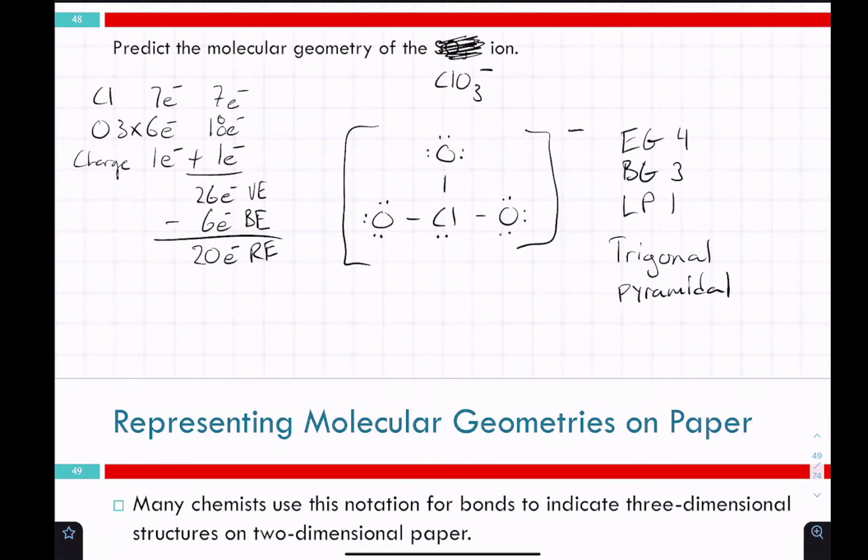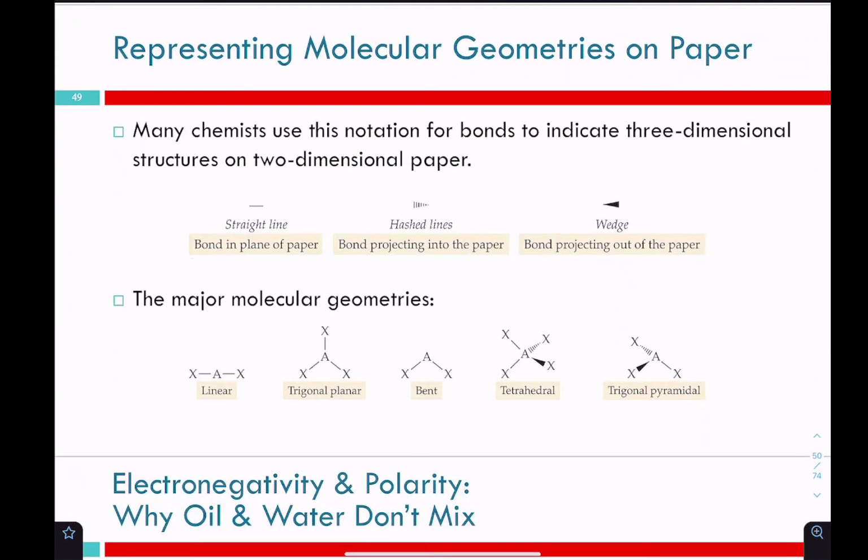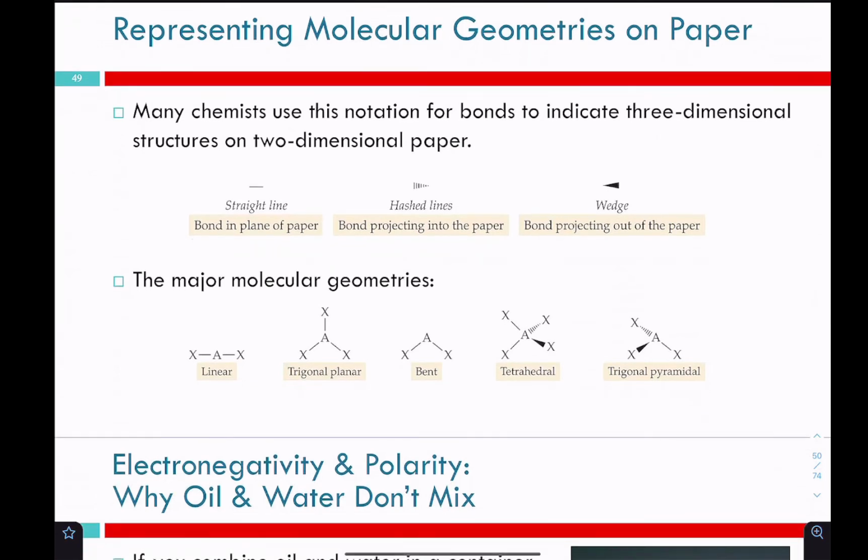Okay, so this is actually going to have some sort of 3D shape, but how do we represent that 3D shape on a flat piece of paper? A little bit of notation. There are hashed lines, straight lines, and wedges. So the straight lines are in the plane of the paper. Hashed lines are projected into the paper, so you're looking past the paper a little bit. It's on the other side. When there's a wedge, so a solid triangle, that's coming out of the paper towards you. So that is what those mean.